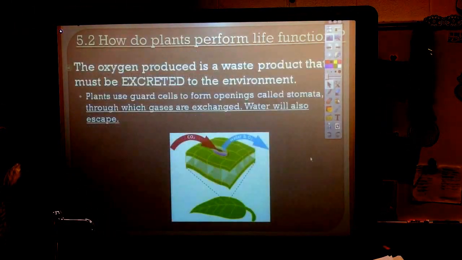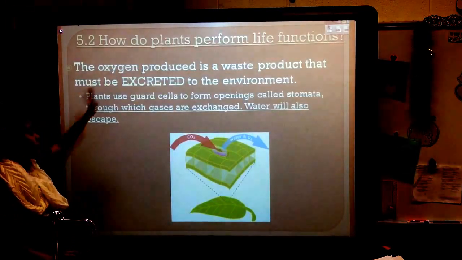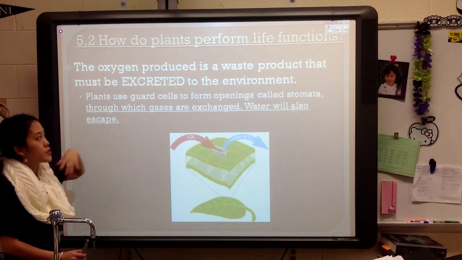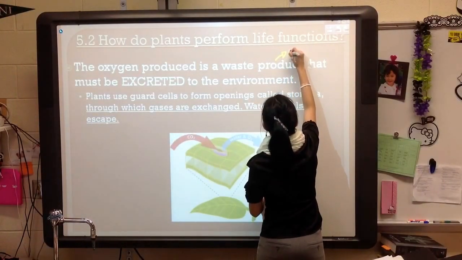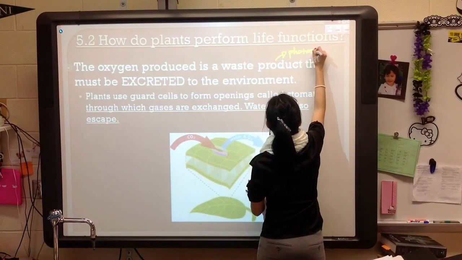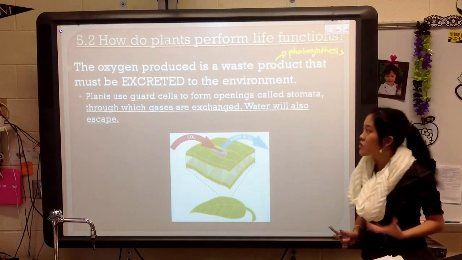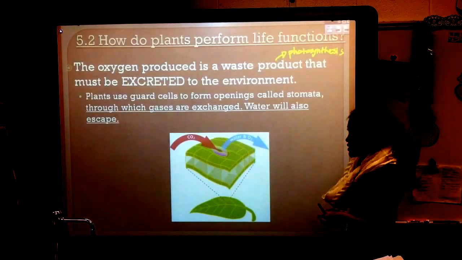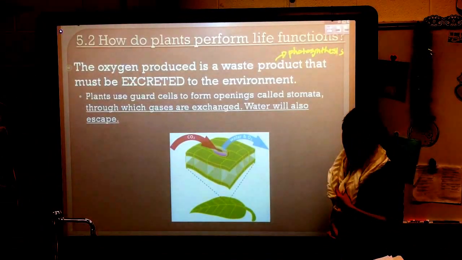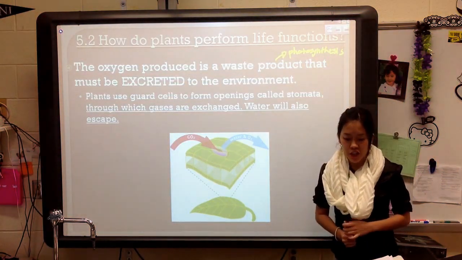And one last thing for today is excretion. And plants are going to excrete oxygen. So oxygen was produced as a waste product during photosynthesis, and that must be excreted to the environment. Plants are going to use what's known as guard cells to form openings called stomata, and this is where gases are going to be exchanged.